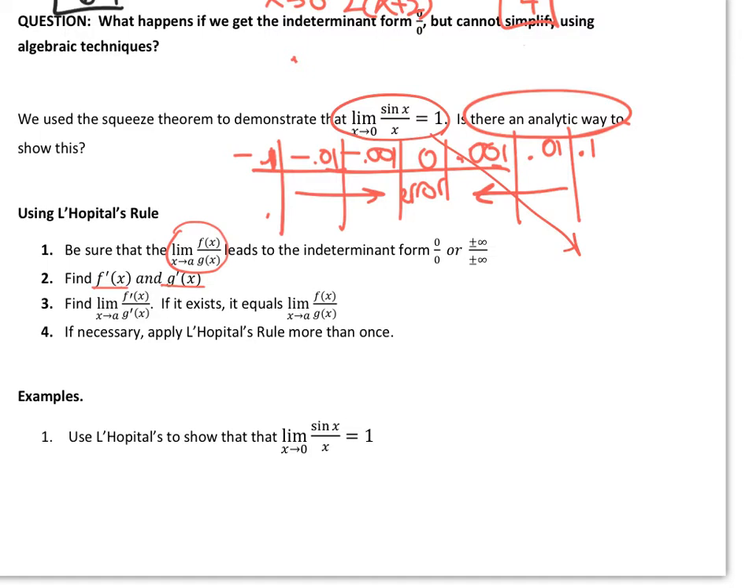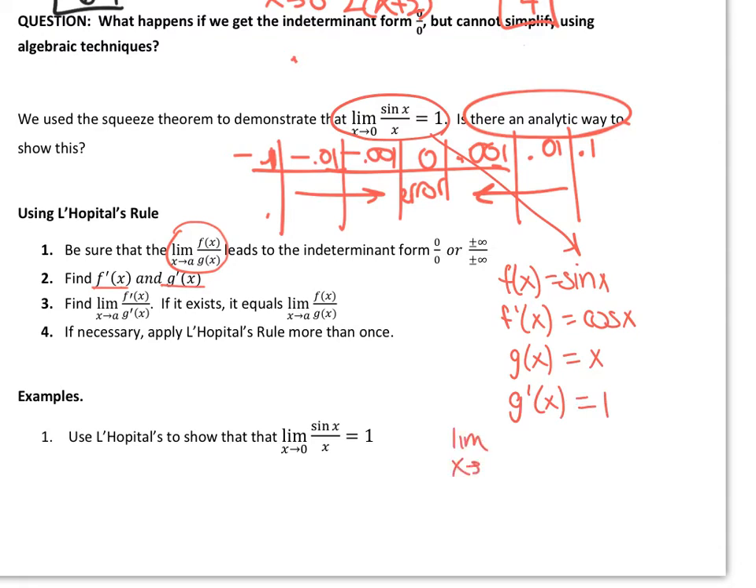So the derivative of sine of x, so let's say f of x equals sine x. The derivative of that is cosine of x. And then if g of x equals x, the derivative of that is just 1. And so this is going to equal the limit as x approaches 0 of the derivative of f of x, which is cosine x, divided by the derivative of g of x, which is 1. And if you plug in 0, you get 1.